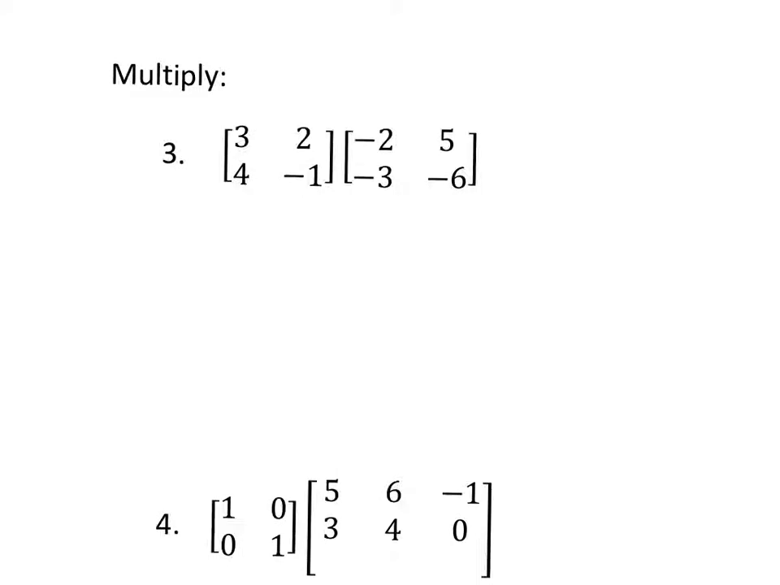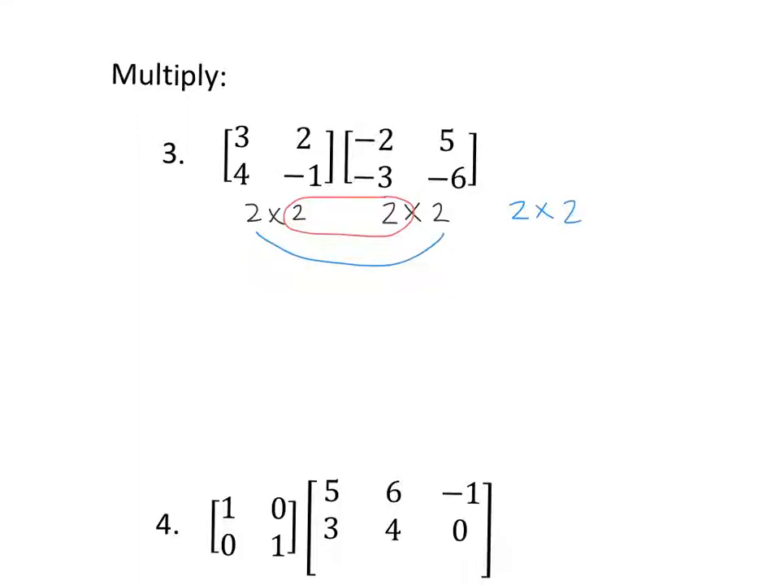Okay, so first we have to see if we can multiply. Well, this matrix is 2 by 2, and this matrix has 2 rows, 2 columns. So these 2 numbers are the same, so that means I can multiply it, and the resultant is going to be a 2 by 2.